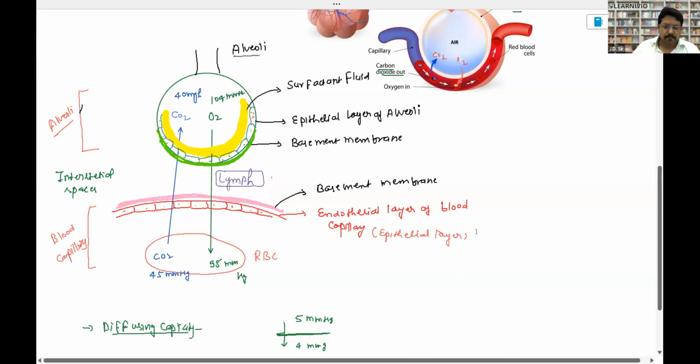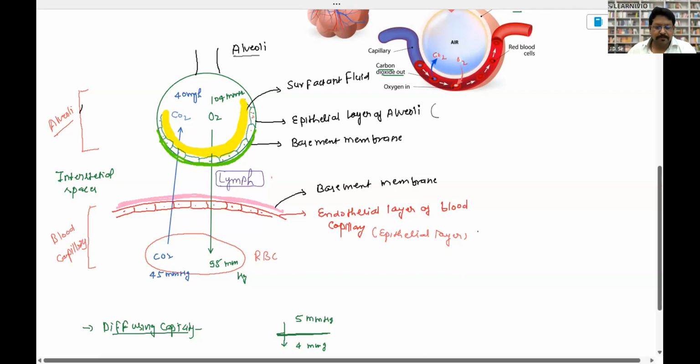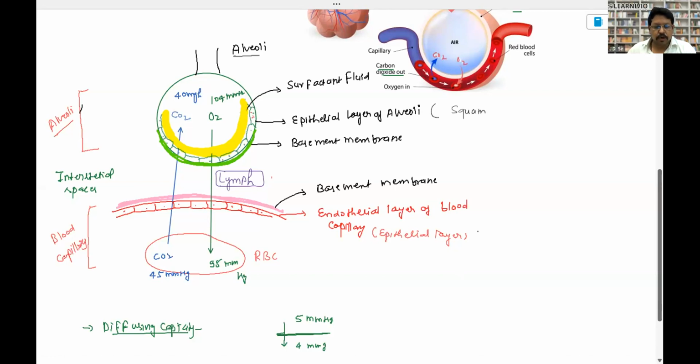Look, they are basically squamous epithelial layer. Squamous epithelial layers are the only epithelial layer responsible for the exchange of the gases, right?